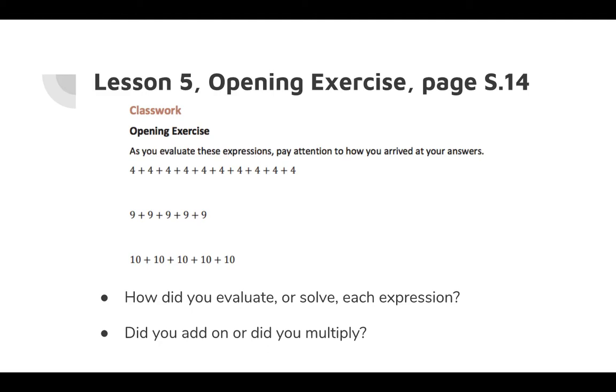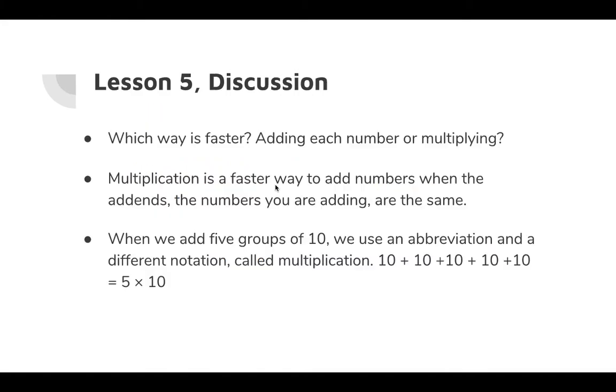So you look at these numbers, and do you automatically say, okay, 4 plus 4 is 8, plus 4 is 12, plus 4 is 16, plus 4 is 20, okay, plus 4, 24? Or did you say 1, 2, 3, 4, 5, 6, 7, 8, 9, 10, so 4 times 10 equals 40? How did you do it? Which way is faster, adding each number or multiplying? Okay. If you're like me, you're going to say multiplying.